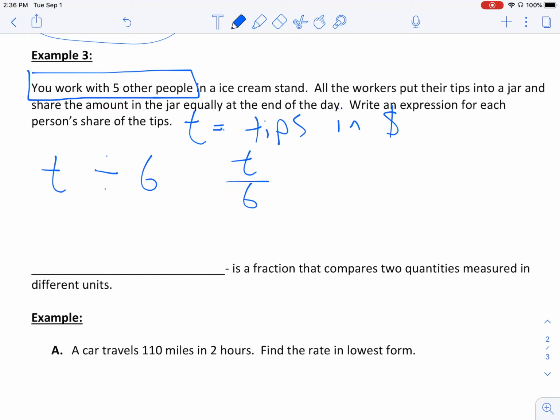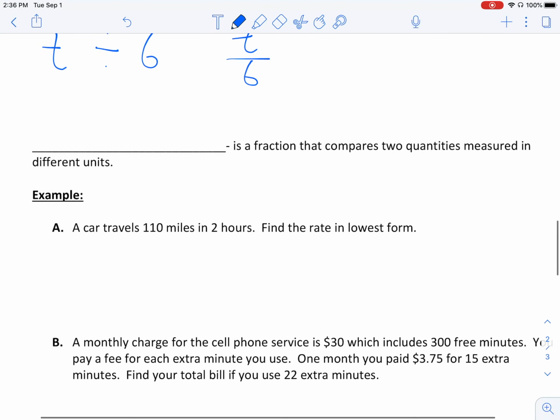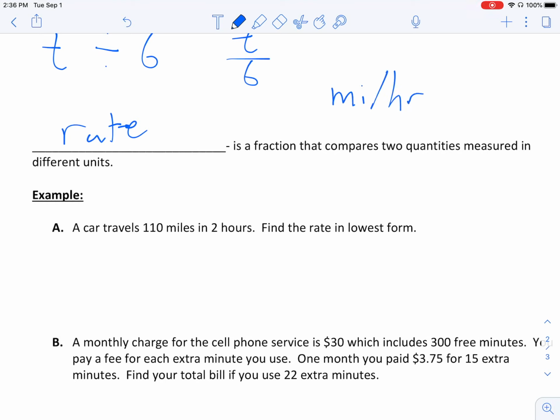Your lone vocab word says blank is a fraction that compares 2 quantities measured in different units. That's your rate. Most often you'll see that as miles per hour. They're in 2 different units, one's in miles, one's hours, but a rate's always a division problem.